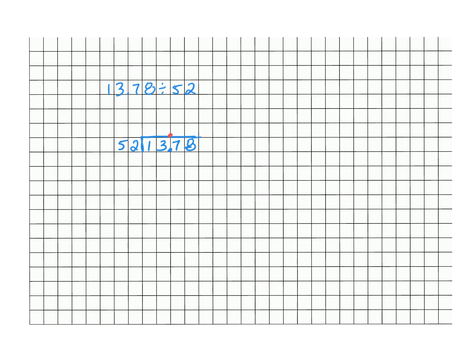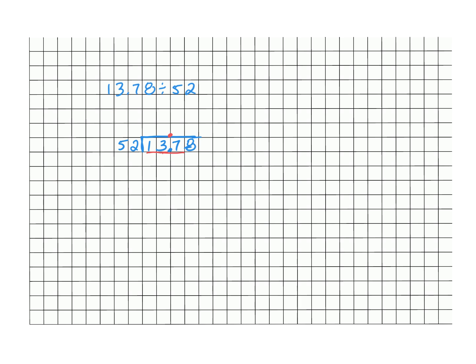And now I'm going to go through and ask myself, how many sets of 52 are there in 1? There aren't any. And if I do 13, there aren't any. So I have to go all the way to 137. This is why I think it's important to use graph paper sometimes, because I need to make sure that I get whatever digit I'm going to have in my quotient now above the 7.